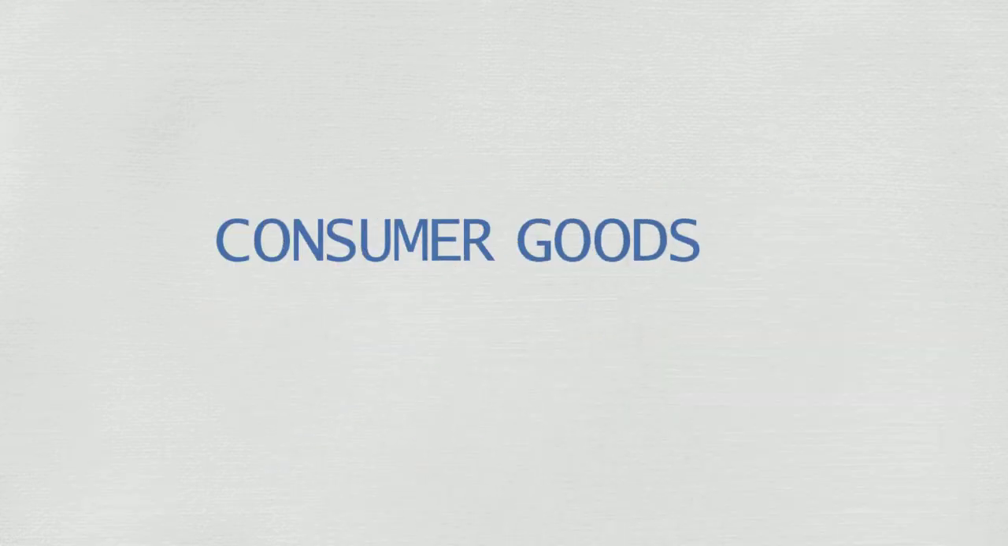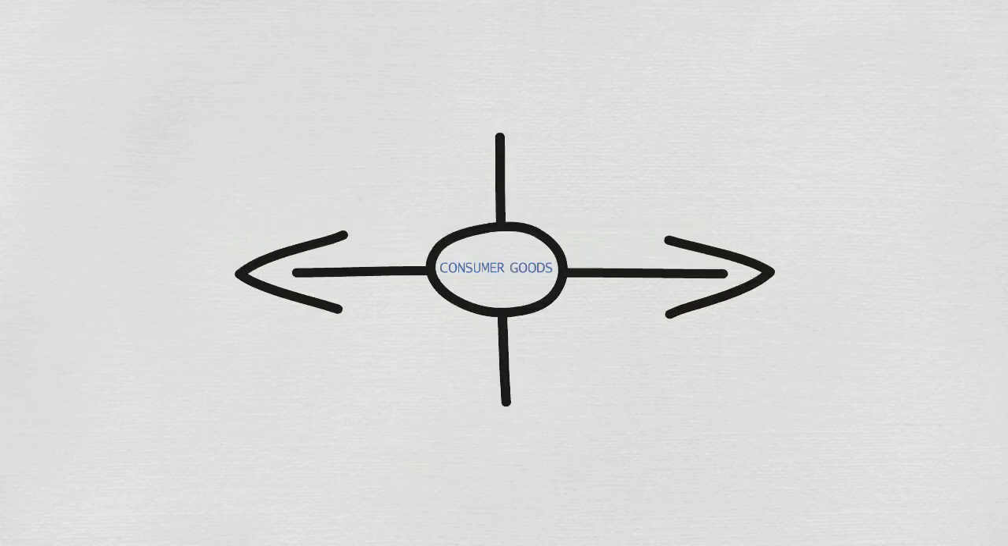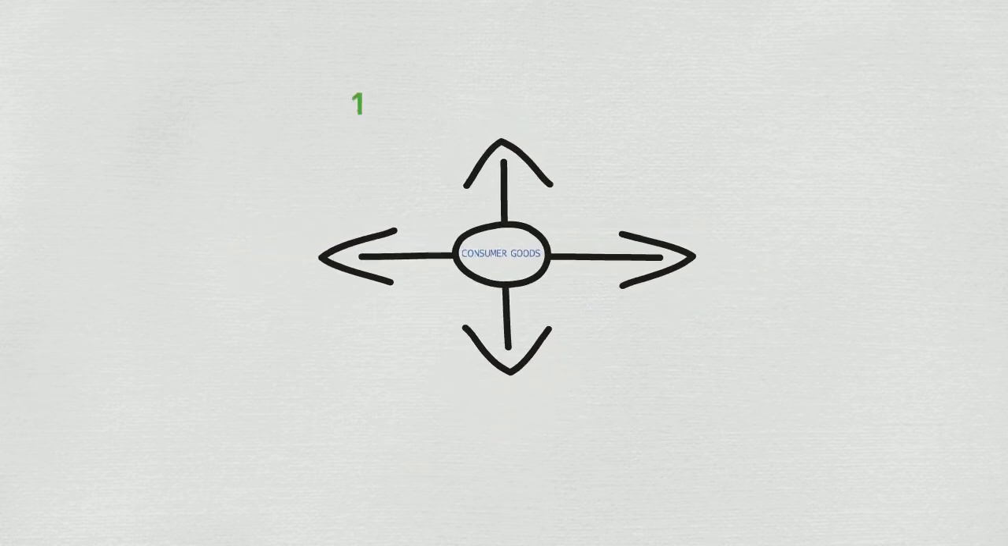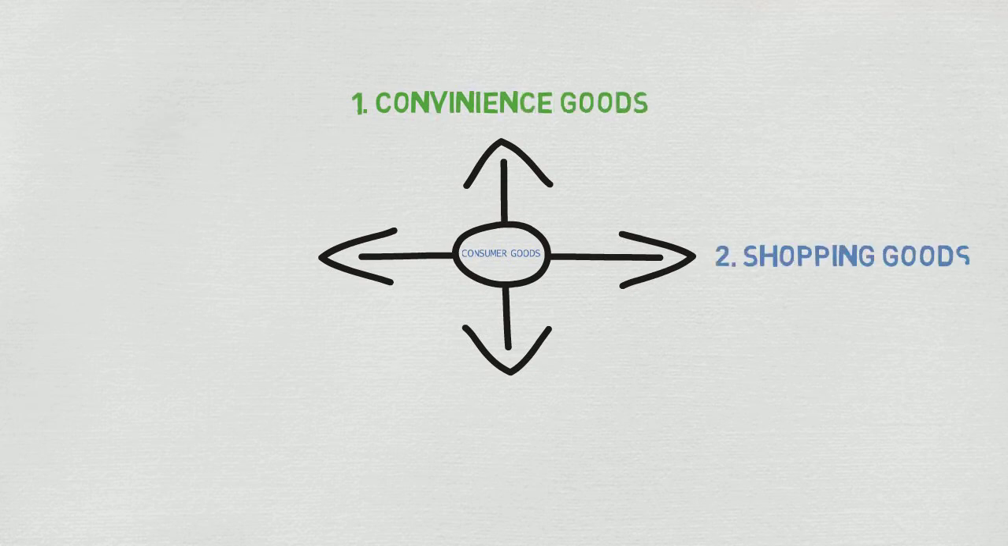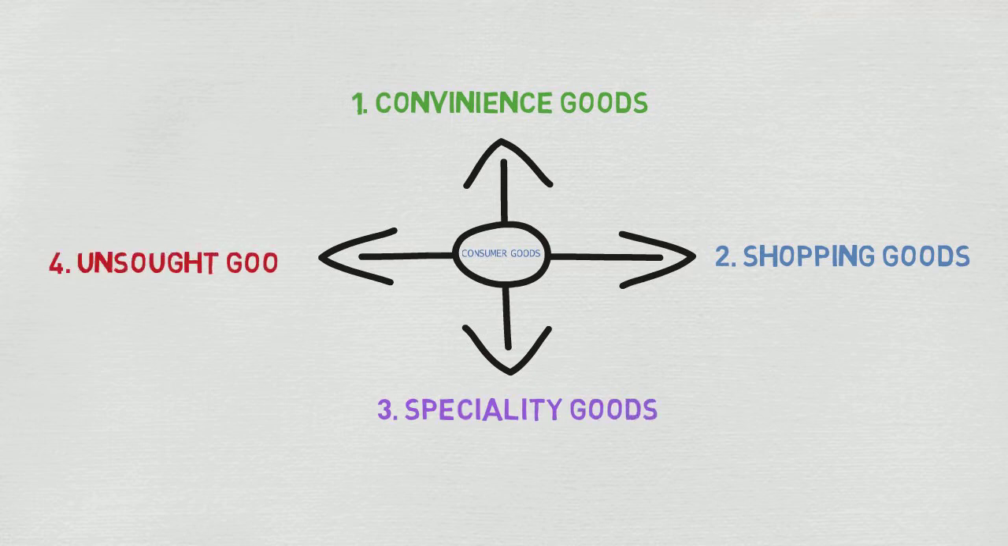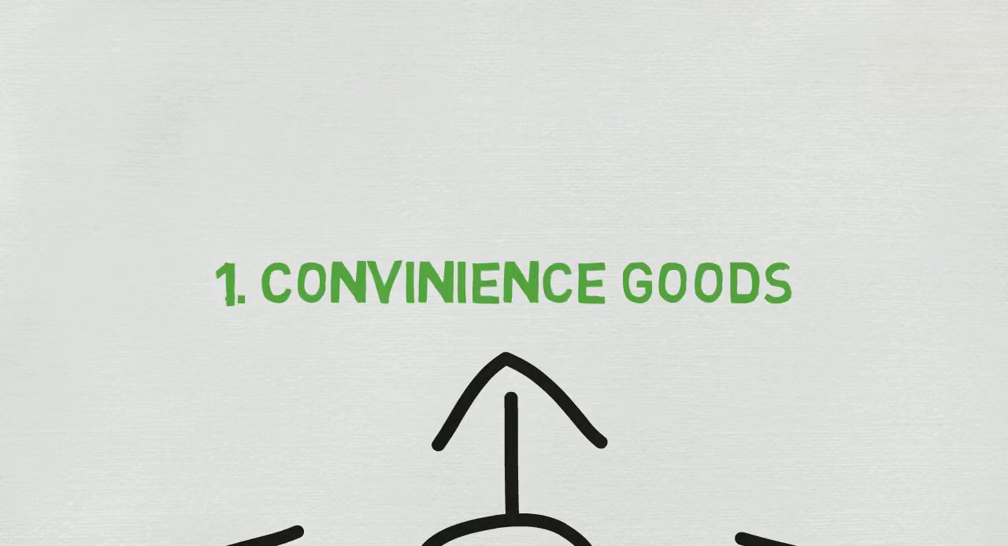Further, consumer goods are classified into four different categories. The first one is convenience goods, then shopping goods, specialty goods, and unsought goods. Now moving over to the first one, convenience goods.